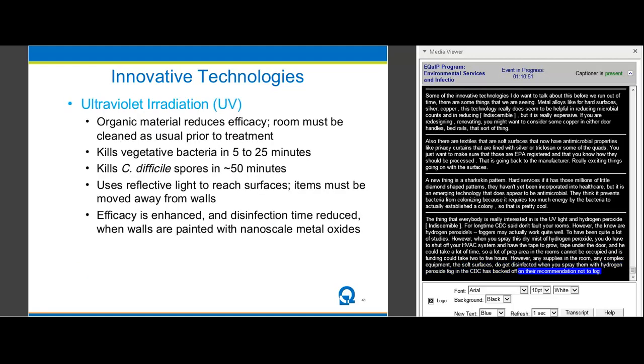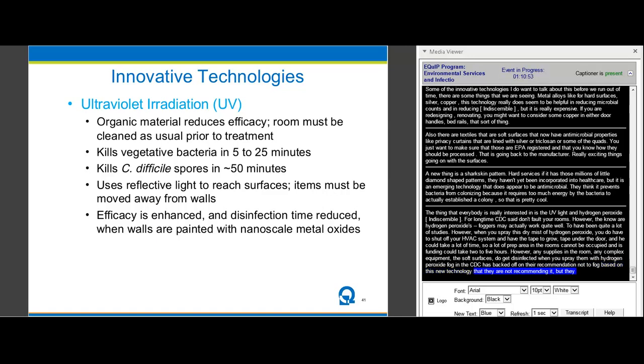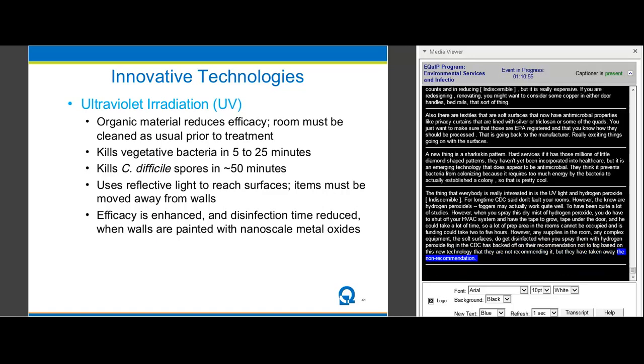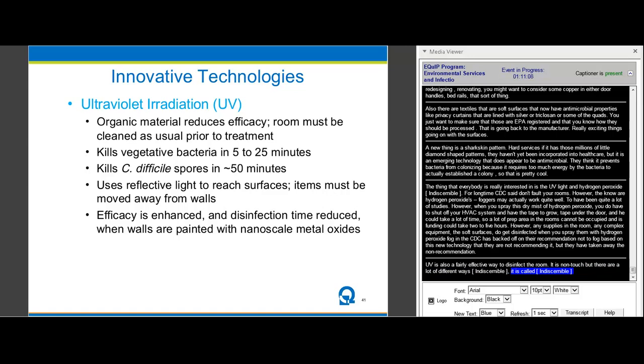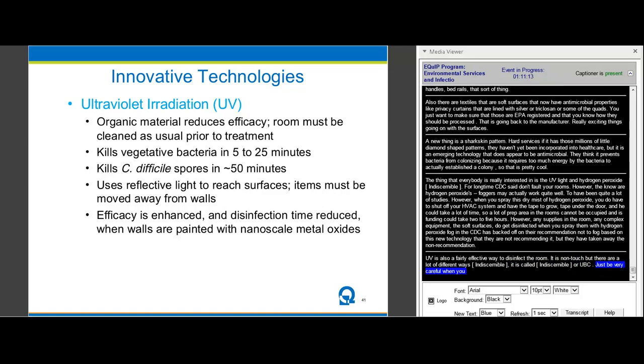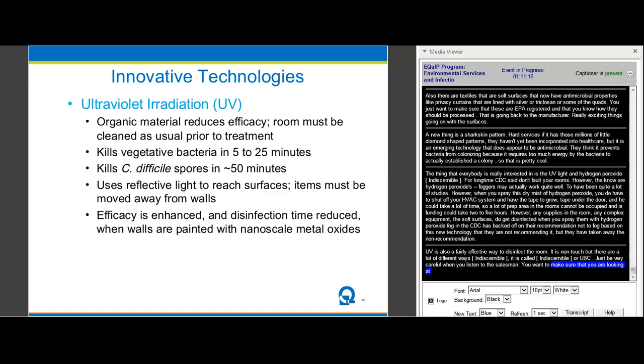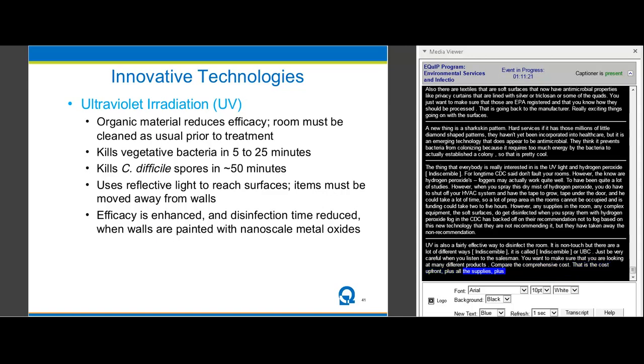Now, UV is also a fairly effective way to disinfect a room. There's non-touch. There's a lot of different ways, whether it's pulse xenon or UVC. Just be very careful when you listen to the salesman. You want to make sure that you're looking at many different products. Compare the comprehensive cost. That's the cost up front plus all the supplies, plus the training, and just know that it can be fairly expensive. You still have to clean the rooms.